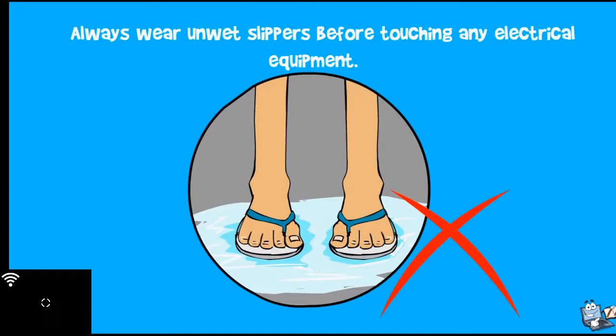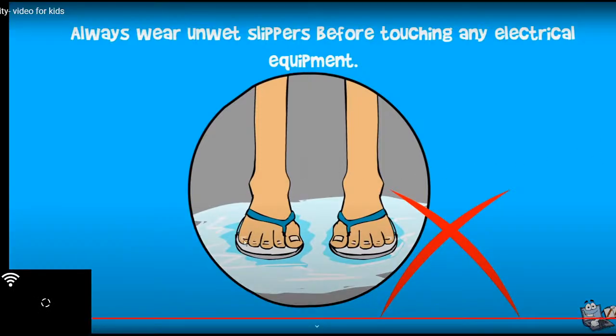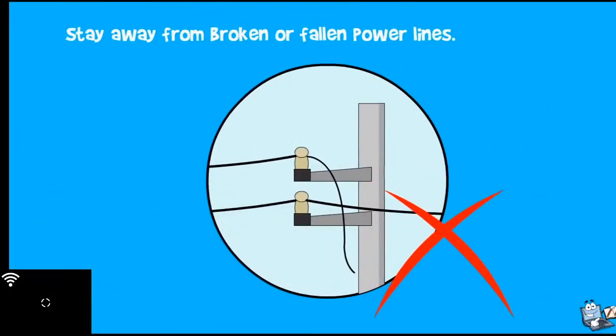Always wear dry slippers before touching any electrical equipment. Why? Because these flip-flops are made of plastic or rubber, and rubber is an insulator. So, please always wear dry slippers before touching any electrical equipment. Stay away from broken or fallen power lines.